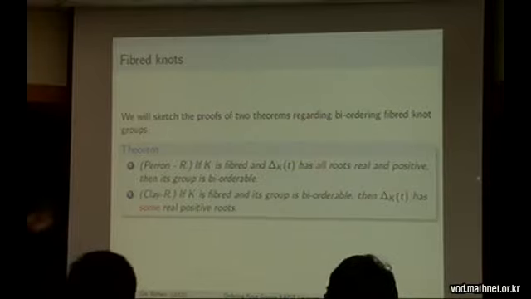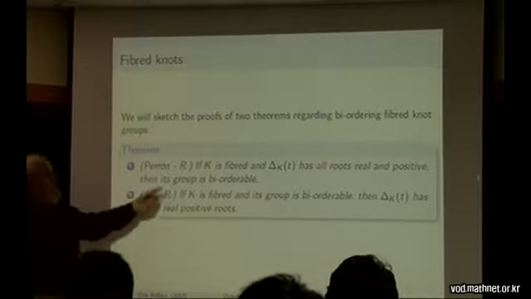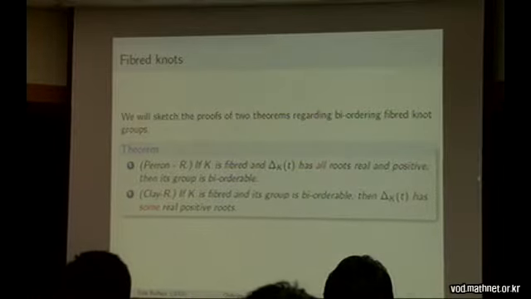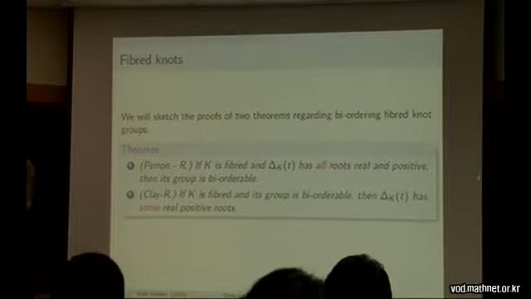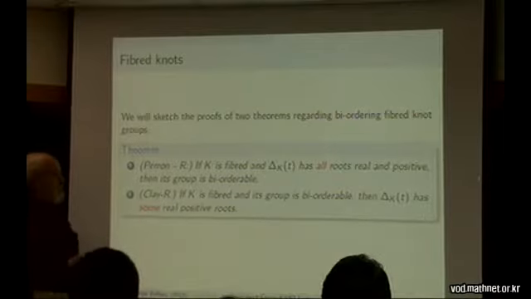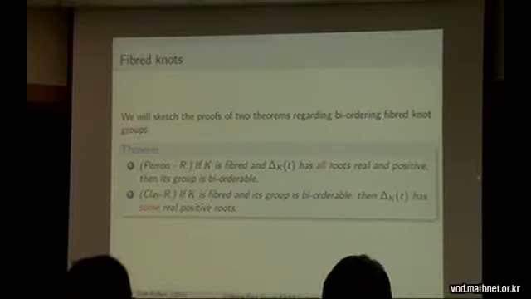And then there's a sort of partial converse. So this result says that if you have a fibered knot and its Alexander polynomial has all roots real and positive, then you can bi-order its group. And I don't know if the converse is true. That is, if a group is bi-orderable, are all the roots real and positive, but there's a partial converse due to myself and my student Adam Clay, that if a knot's fibered and its group is bi-orderable, then you have to have at least one real positive root.